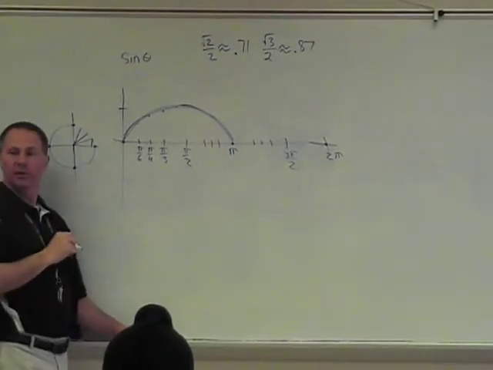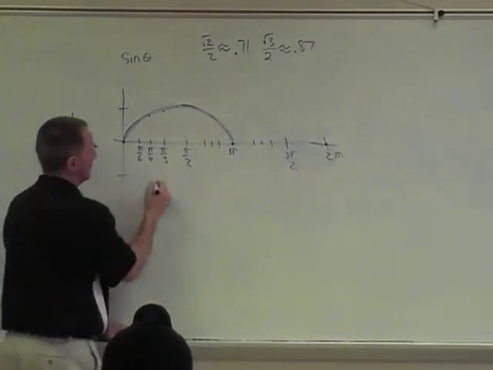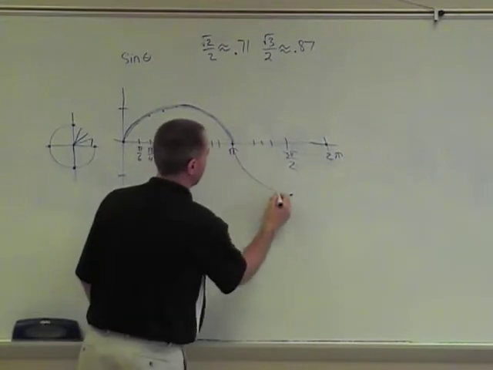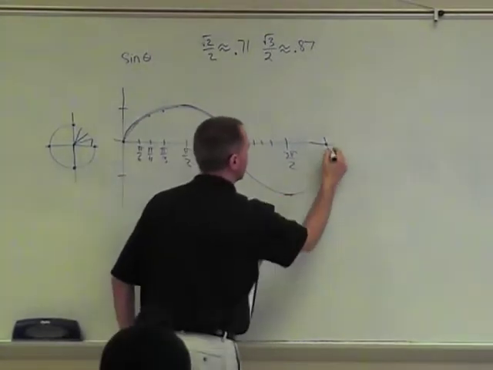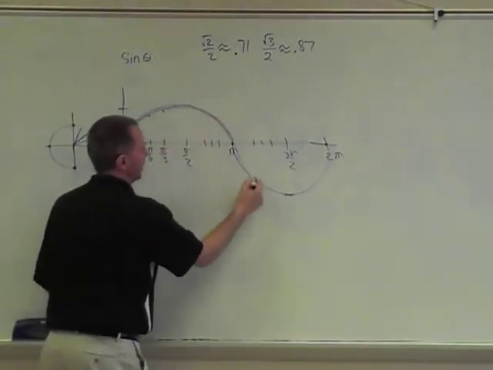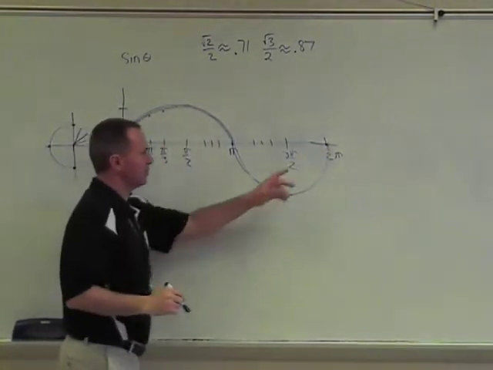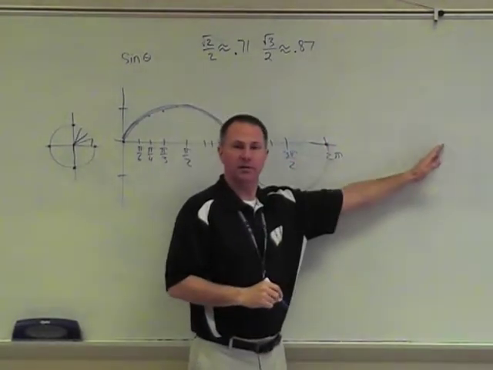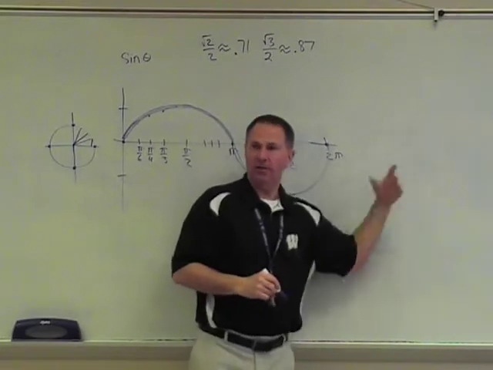What's the y value? -1. -1. So we go down to -1 here. And then up to 2 pi, you said goes to 0. So this is the shape of the sine curve. And then it starts over again. It repeats. And goes another 2 pi. And then another 2 pi.